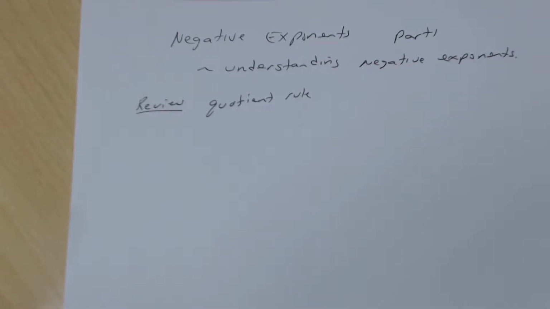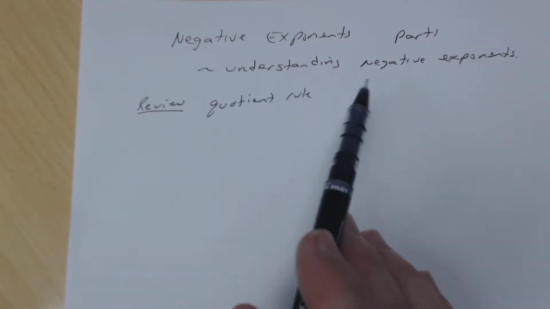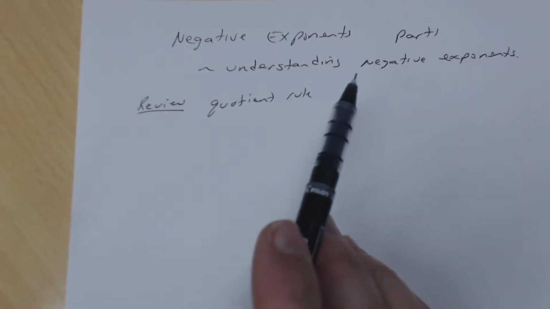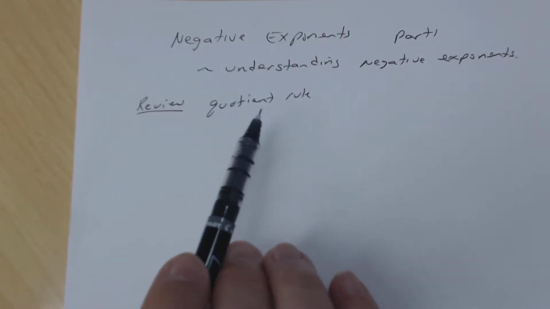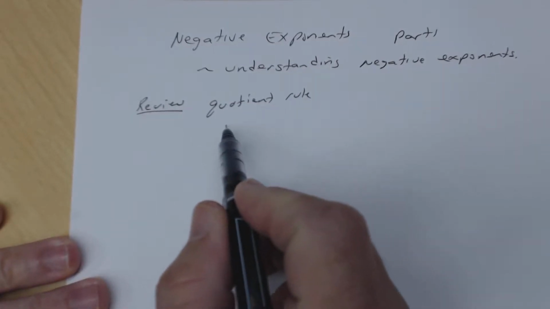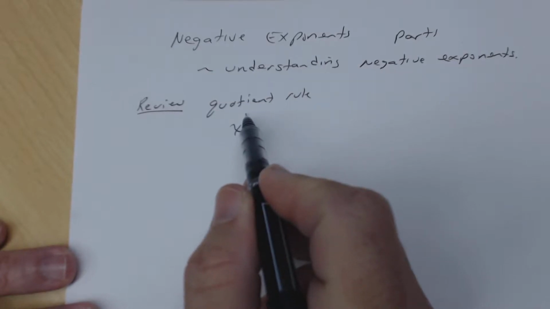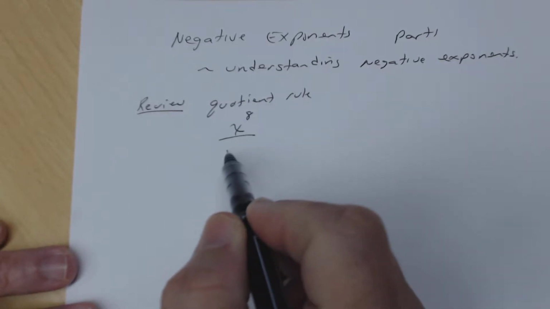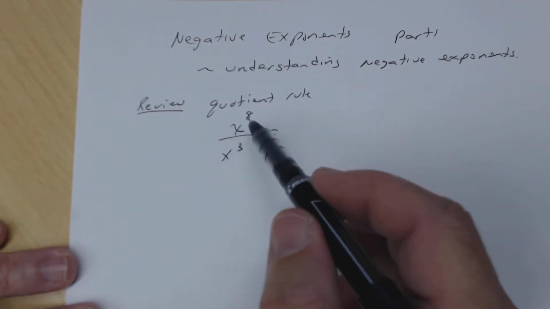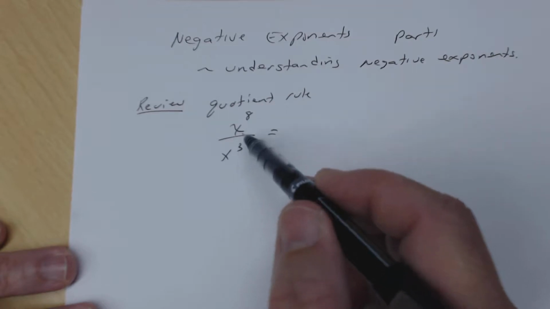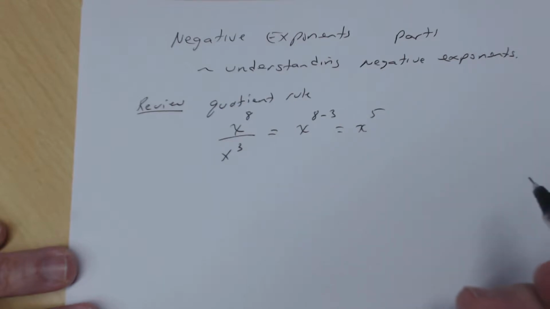Okay, so in this lesson, part one of negative exponents, the first part is going to deal with just trying to understand what negative exponents are and how to deal with basic negative exponents. So first of all, we've got to review the quotient rule. Remember, the quotient rule stated that when you divide like bases, you subtract exponents. So for example, if you have x to the eighth divided by x cubed, then I'm dividing like bases. I can use the quotient rule, so I subtract the exponents. It'll be x to the 8 minus 3, so that's x to the 5th power.